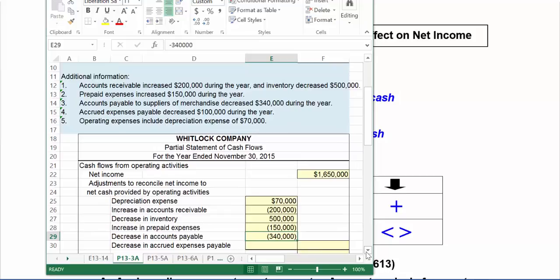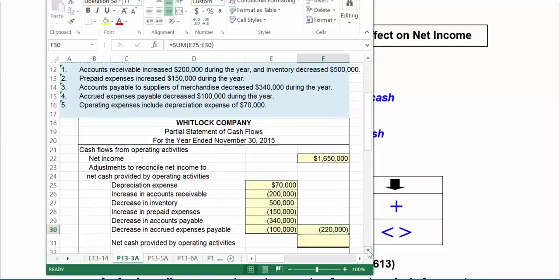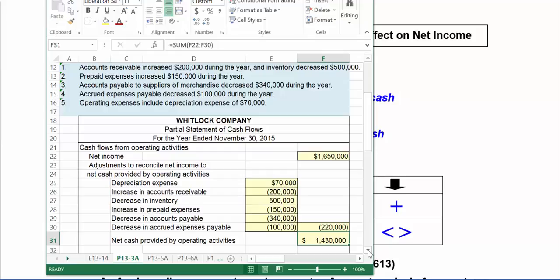Accrued expenses payable decreased by 100,000 also. The only way to make those go down also is to pay cash. Not reflected on the income statement, but does use cash. Got to subtract it out. So a subtotal for these is 220,000 net decrease. That means that from the net income we have recorded, all of these factors impacted it in the amount of negative 220,000. And so the amount of cash that was actually provided by our operating activities is only 1,430,000.